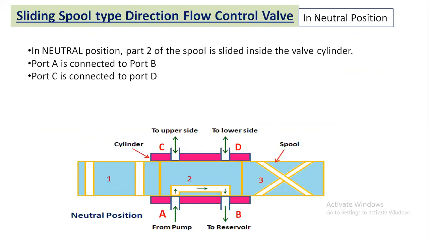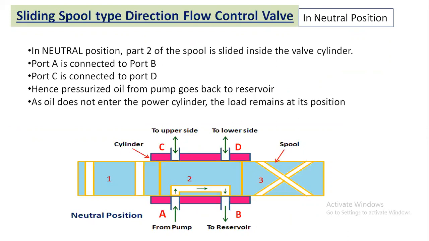In this neutral position, you can see that port A is connected to port B, and port C is not connected, and D is also not connected either to A or B. So the pressurized oil coming from the pump goes back to the reservoir. It neither goes to the upper side nor to the lower side. Hence, the position of the piston remains the same. The load is in neutral position, neither going upwards nor downwards.